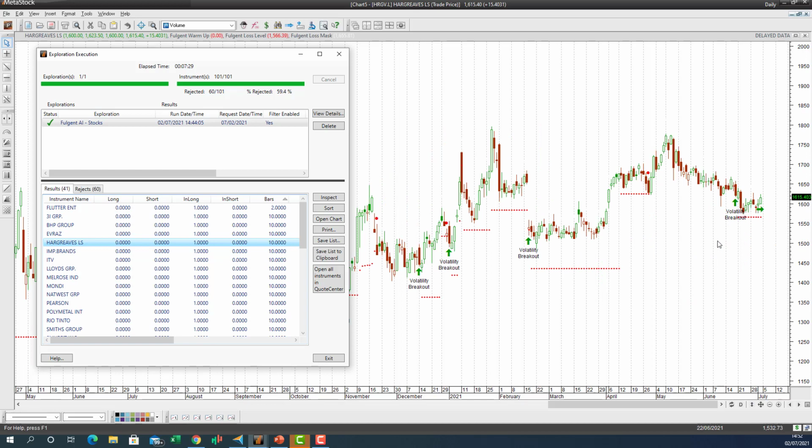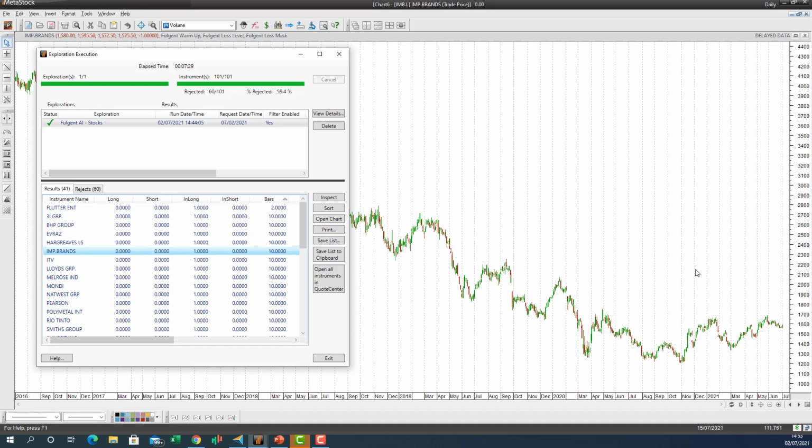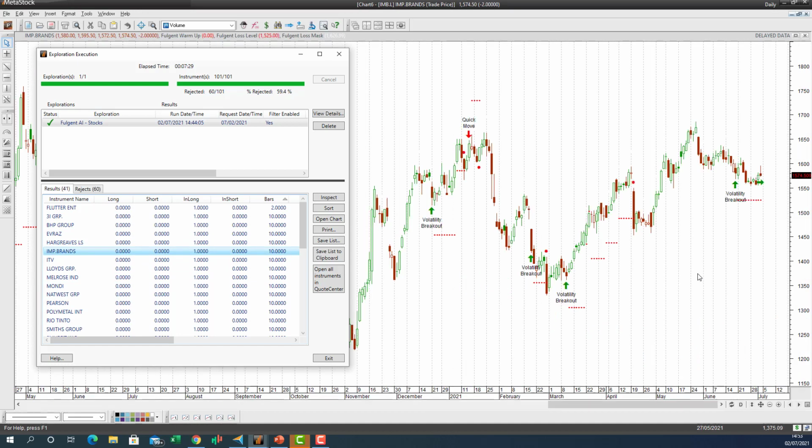Right, Halfgraves and Lansdowne, another interesting name. Volatility breakout in along there, you can see there are lots of nice trades coming out of that. Imperial Brands, another one, is 10 days into a new trade. So we can see a huge move, volatility breakout. So there's some fantastic trades.